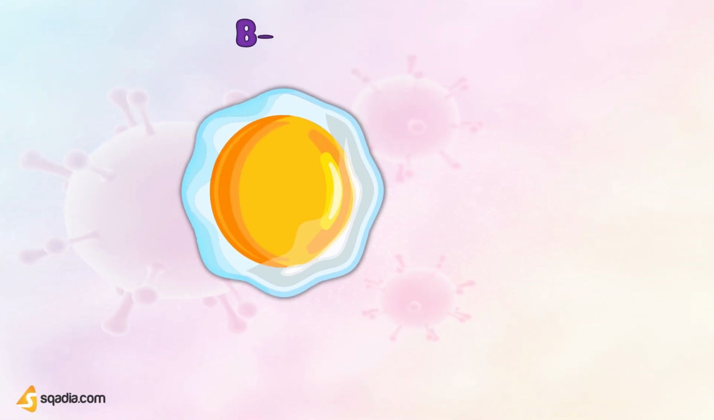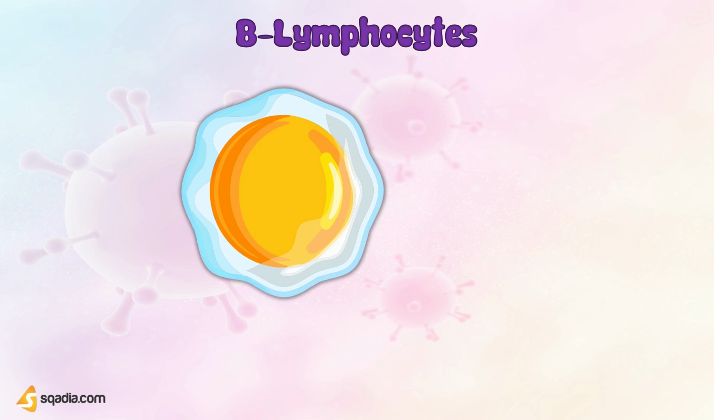These specialized white blood cells play a pivotal role in adaptive immunity, along with T lymphocytes. But other than this very vital role, they are also considered as potent antigen-presenting cells, just as macrophages and dendritic cells.